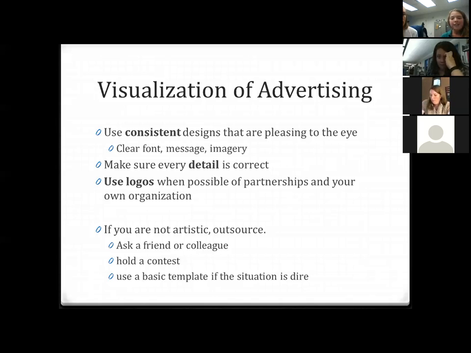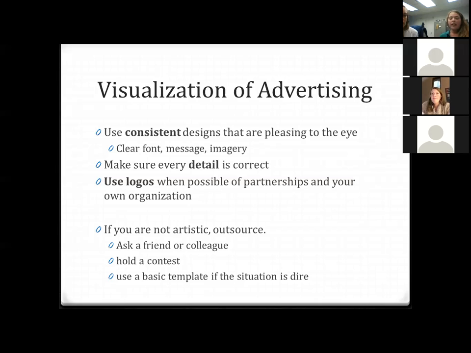Make sure every detail is correct. If you have one bad posting, someone can read it, and then you'll get different people coming at different times. Use logos whenever possible. This will definitely help with your partnerships, help with your own organization, just to get that consistent design on there. If you are not an artistic person, definitely consider outsourcing.